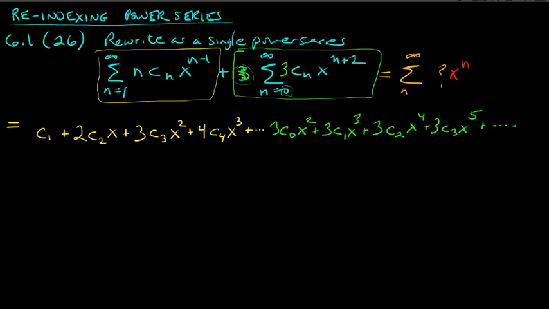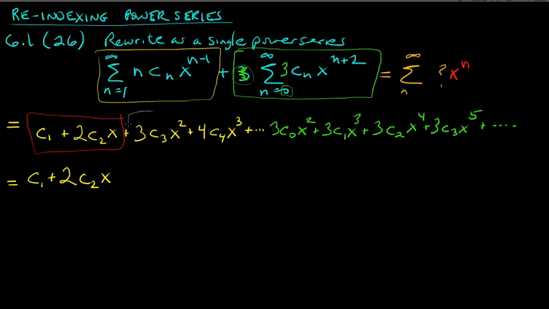Now, how can we do that, right? Because the first series starts at x to the 0, x to the 1. The second only starts at x to the 2. So in fact, these two terms here are on their own. We're going to have to break those off separately. They can't be combined with the second series because the second series begins at n equals 2, right? So we're still going to have the c1 plus 2c2x by itself, right?